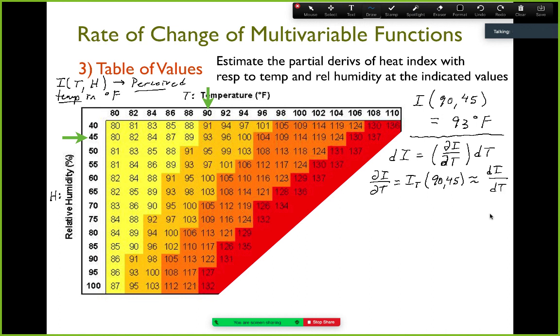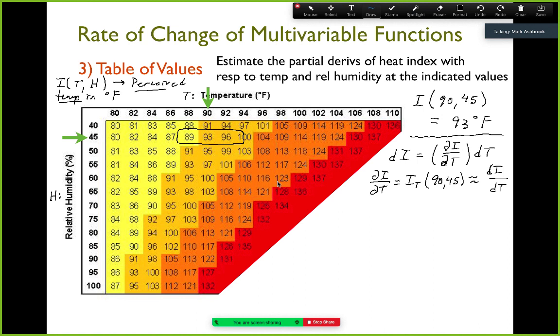We're going to get a change in temperature, a corresponding change in heat index, and set up the ratio. That will be an estimate for the partial derivative. At 90 and 45, what are we doing with humidity? If we want the partial of index with respect to temperature, humidity stays constant. So we're going to hold it constant here at 45.